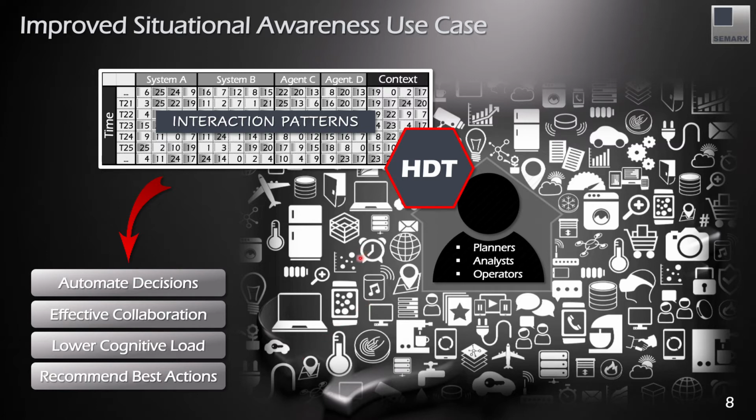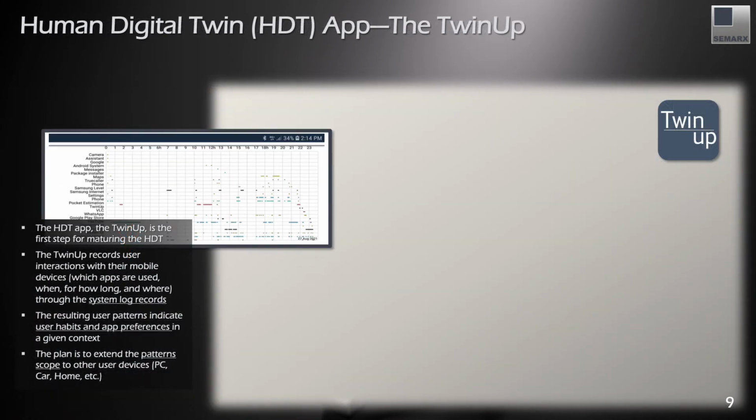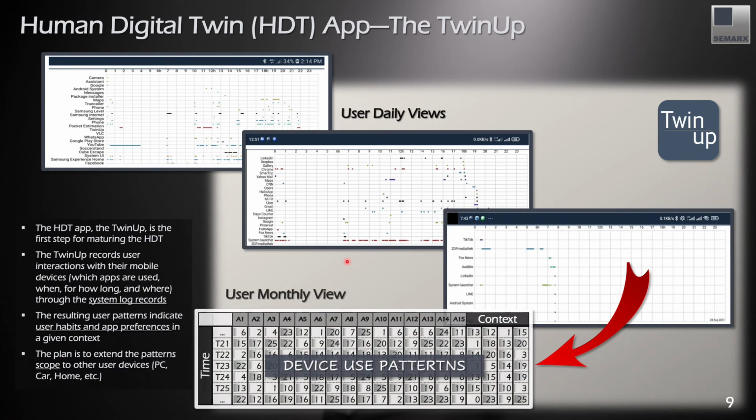And in the more advanced stage of the human digital twin, it can use that interaction, that representation, and the patterns to develop action plans or policies. Where are we right now with the development? We started developing an Android app. It is called the Twin App.